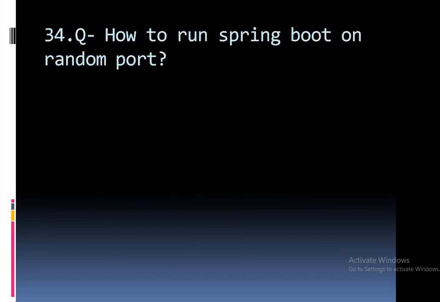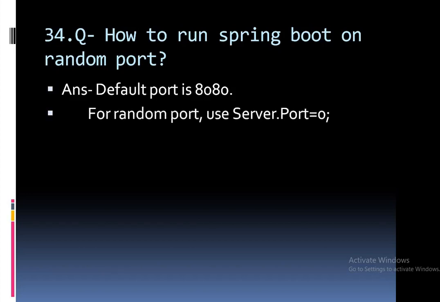How to run SpringBoot on a random port? The default port of Tomcat is 8080. To run on a random port, we should write server.port equal to 0. If we mention server.port equal to 0, then it will run on a random port.